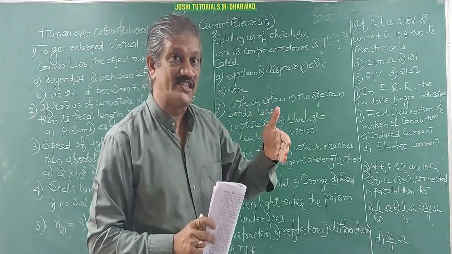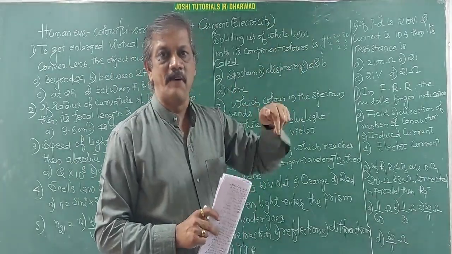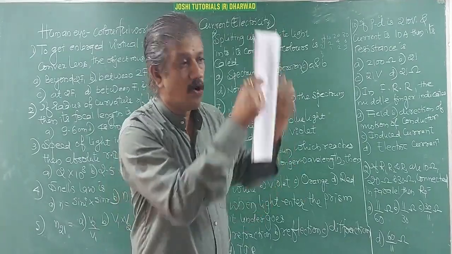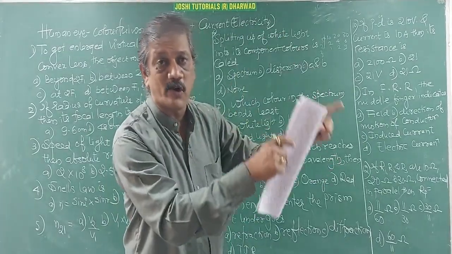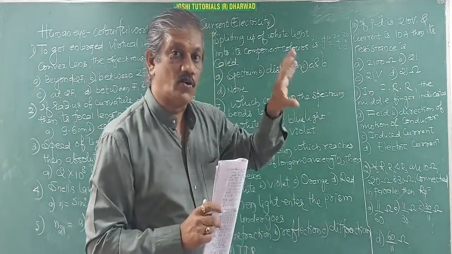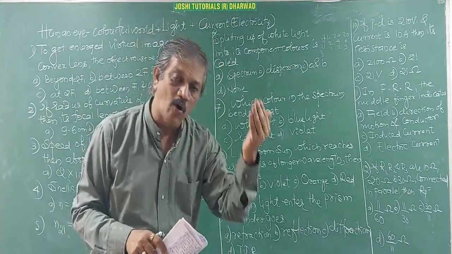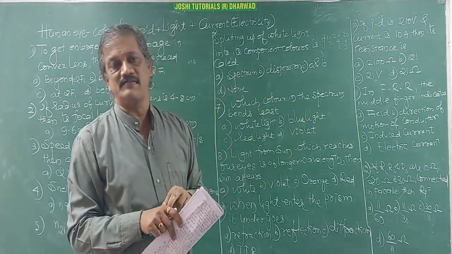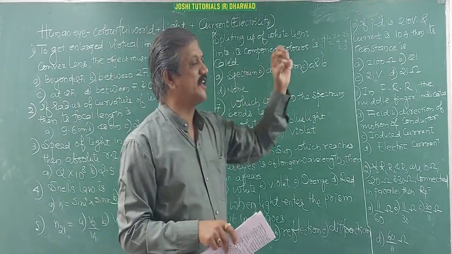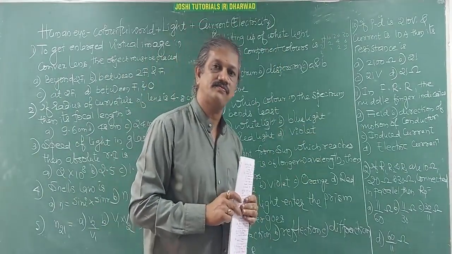Then resistance in series: Rs is R1 plus R2 plus R3. In parallel, 1 upon Rp is equal to 1 upon R1 plus 1 upon R2 plus 1 upon R3. In parallel, the total resistance is less. In series, the resistance will be more than in parallel. In the house, which connections are made? Parallel, for all the electrical appliances.